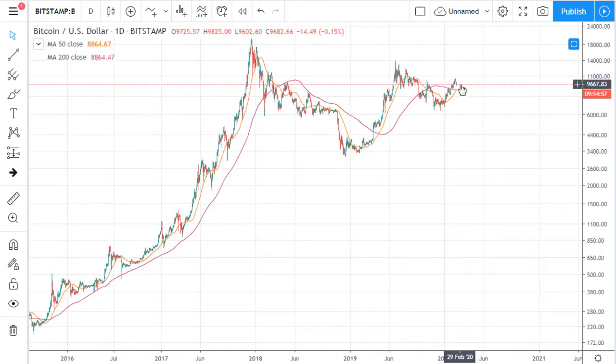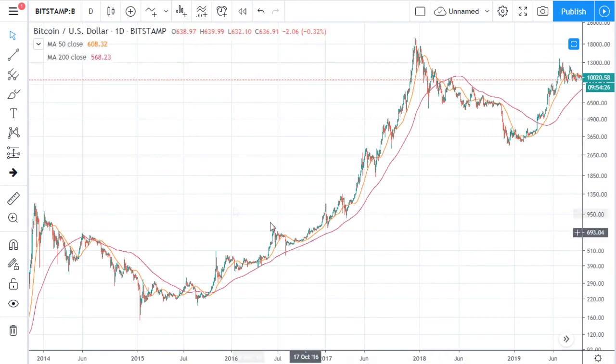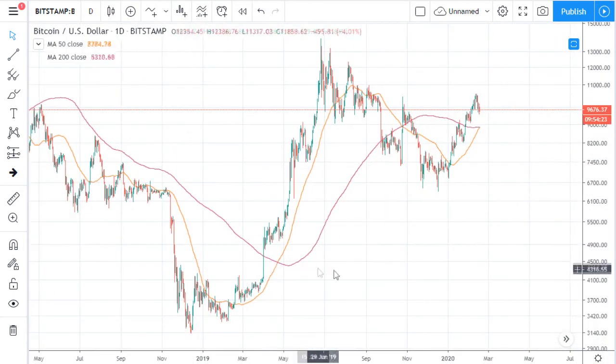So I think we will have at least one death cross again here, somewhere around here in April, and then we may get a proper golden cross in the month of May or start of June, and then we will go up from there. So this is what the golden cross and death cross looks like in crypto.